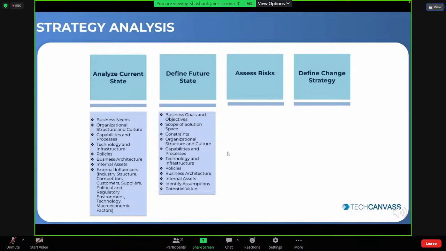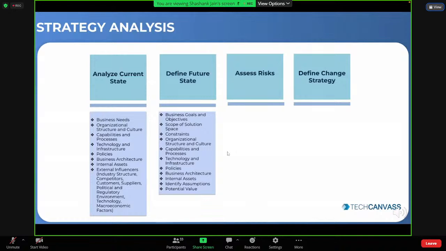While defining the future state, a BA also defines the scope of the solution space. Note down and document all the constraints. There are constraints which could be there because it's all about looking forward. You have a plan which would be executed in coming times, but to achieve it, there could be some constraints. Constraints can be on budget, that X number of dollars are available, and within this, a future state has to be met.